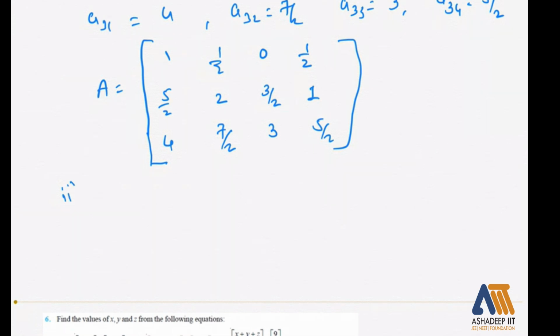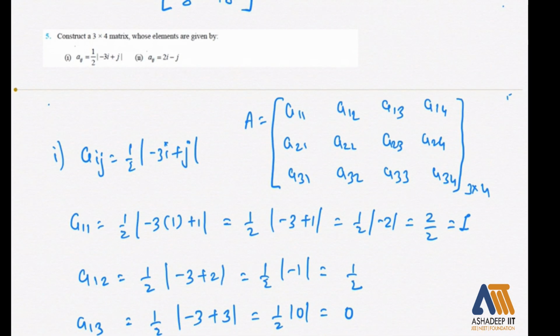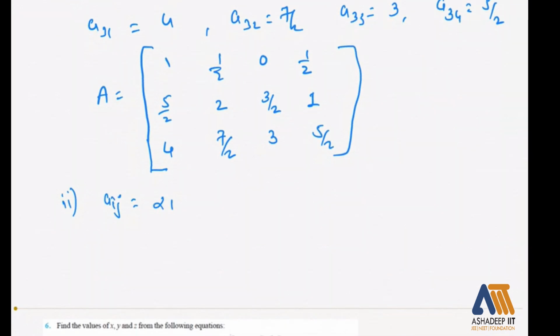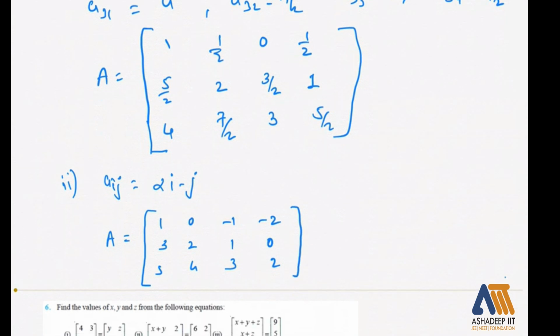In the second question, Aij is equals to 2i minus j. Same, find all the 12 elements. I directly write the answer: 1, 0, minus 1, minus 2, 3, 2, 1, 0, 5, 4, 3, 2. Verify it.